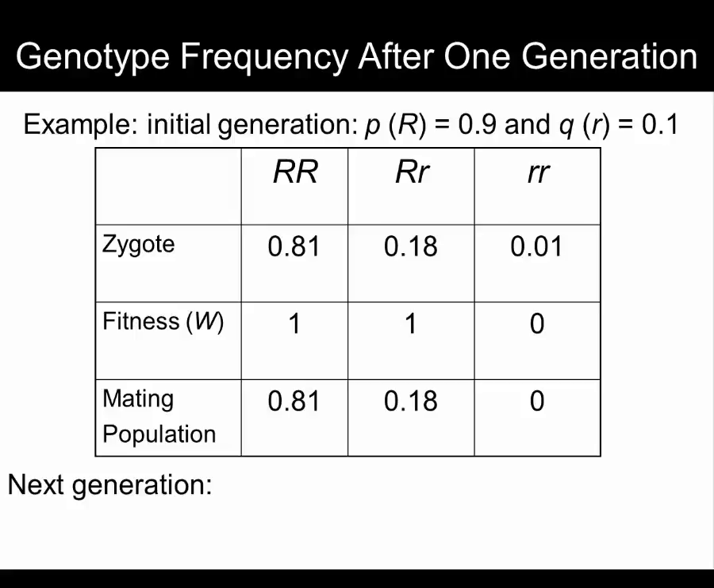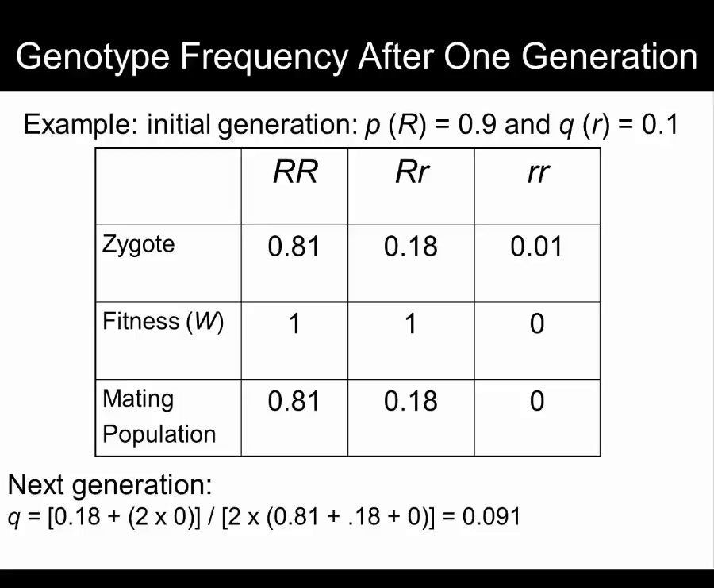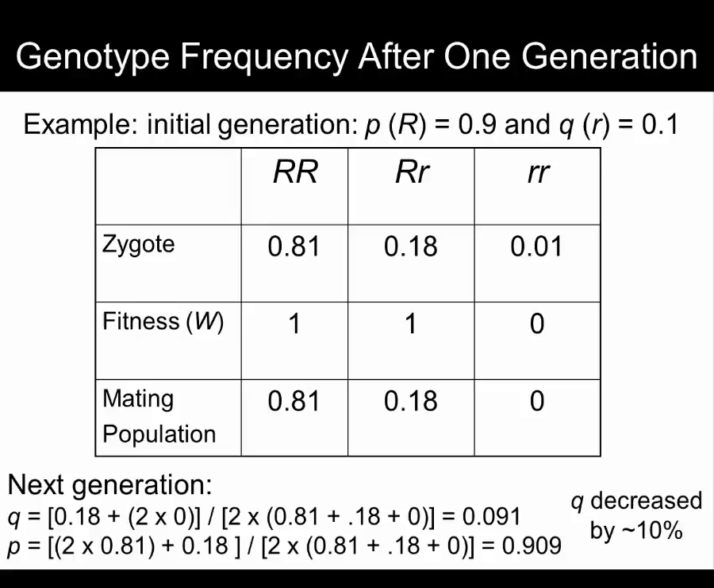These are the numbers you use to get the allele frequencies for the next generation. And you do this just as before. The number of heterozygotes plus 2 times the number of homozygous recessive individuals, 0 here, is the number of recessive alleles. And divide by the total number of alleles, which is 2 times the total number of individuals, for q equals 0.091. That's a 10% decrease from one generation to the next. In the same manner, we can see that p will be 0.909 in the next generation. It's okay that we're using frequencies here rather than actual population numbers, because those numbers would cancel out in division.